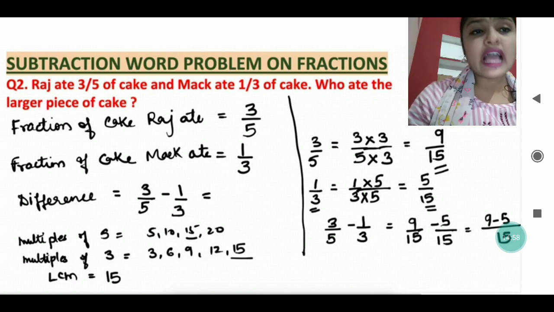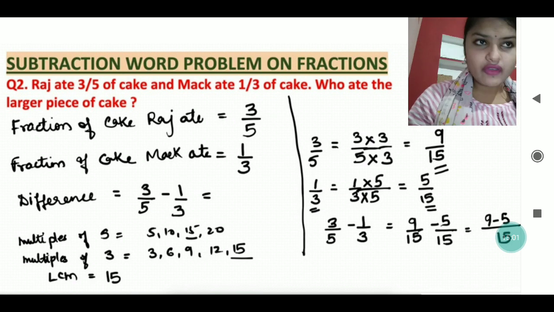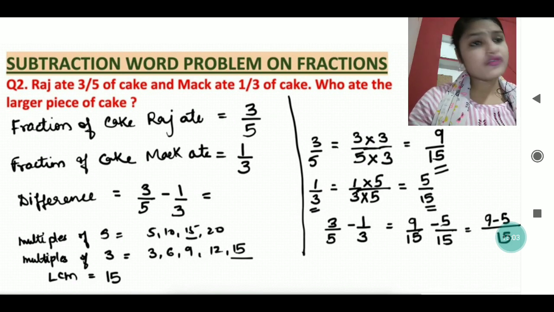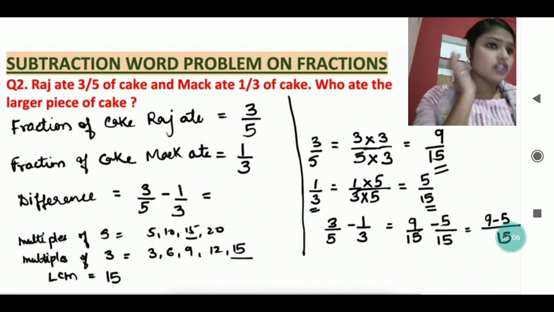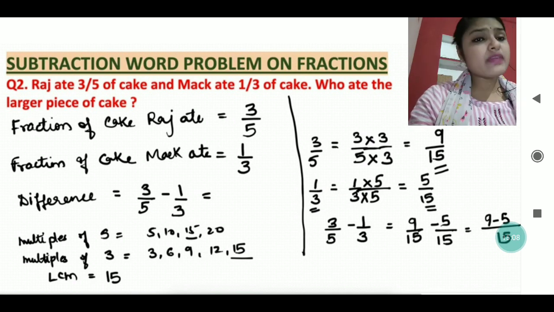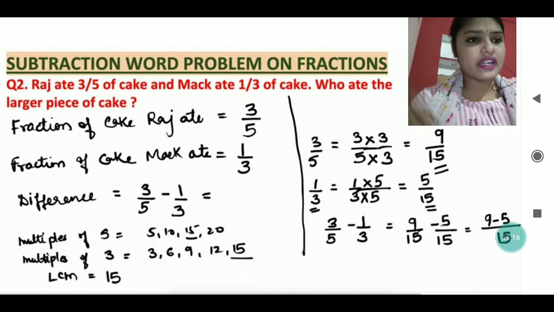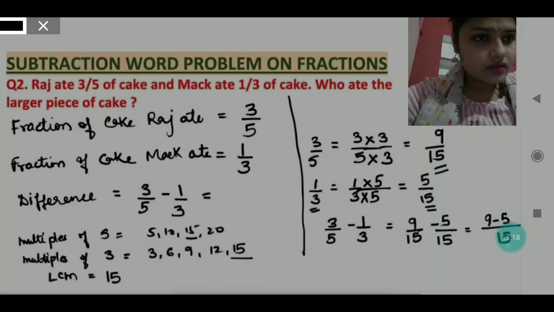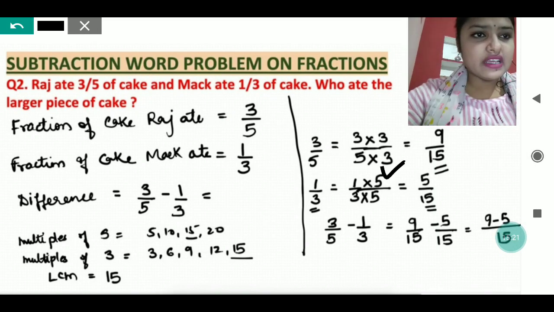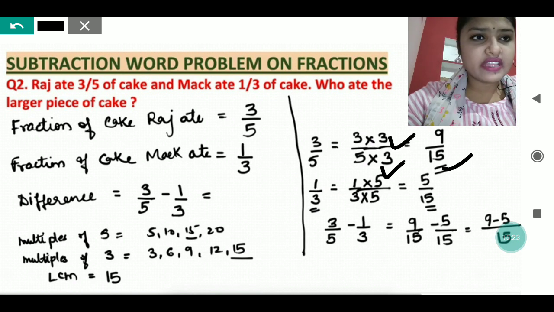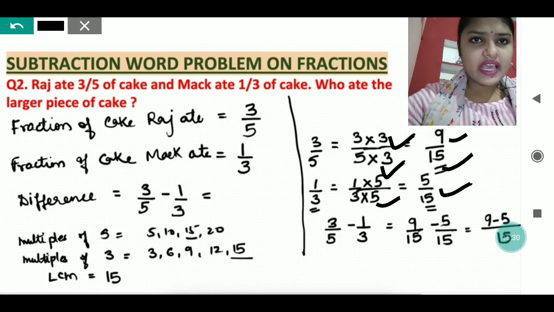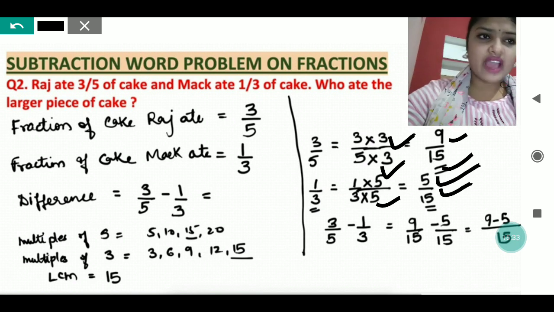But we have learned about the LCM. So when you find the LCM of 5 and 3, 5 threes are 15, so 15 will be the LCM. So 3 by 5 and 1 by 3. Now what you will multiply with 5 to get 15 as LCM? When I multiply 3 by 3, I will get 9 over 15. In the same way, 1 by 3 into 5, I will get 5 over 15.